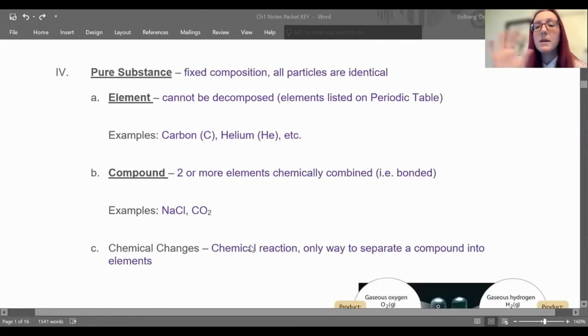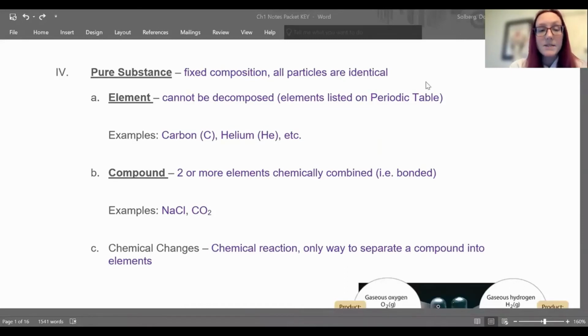Okay, so we talked about mixtures. Now we said mixtures are made of pure substances. So what are pure substances? A pure substance is something that has a fixed composition. All of the particles look identical. So like water we were talking about earlier, if it was just H2O and all of the particles looked like H2O, it would be a pure substance. So just like mixtures, pure substances can be broken down into two categories as well.